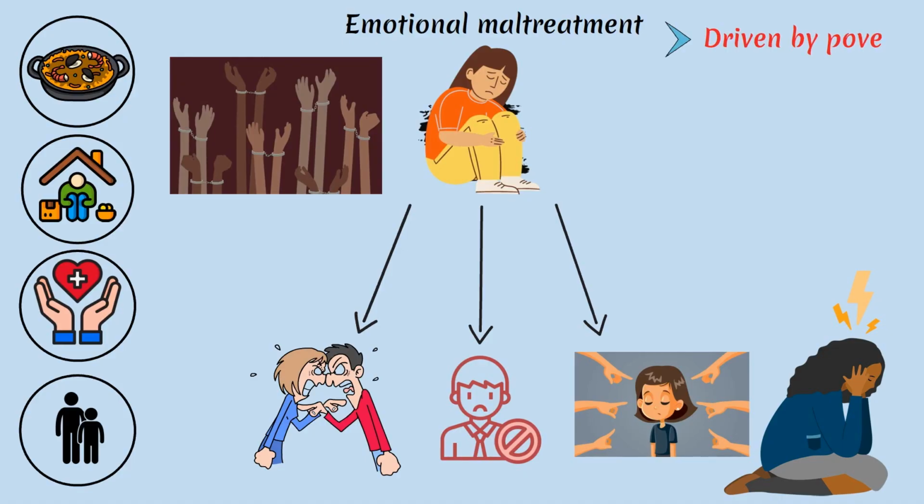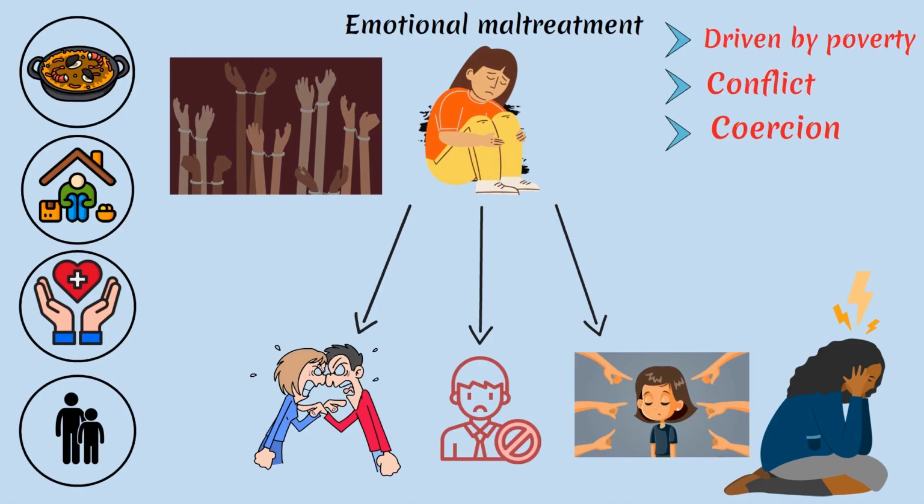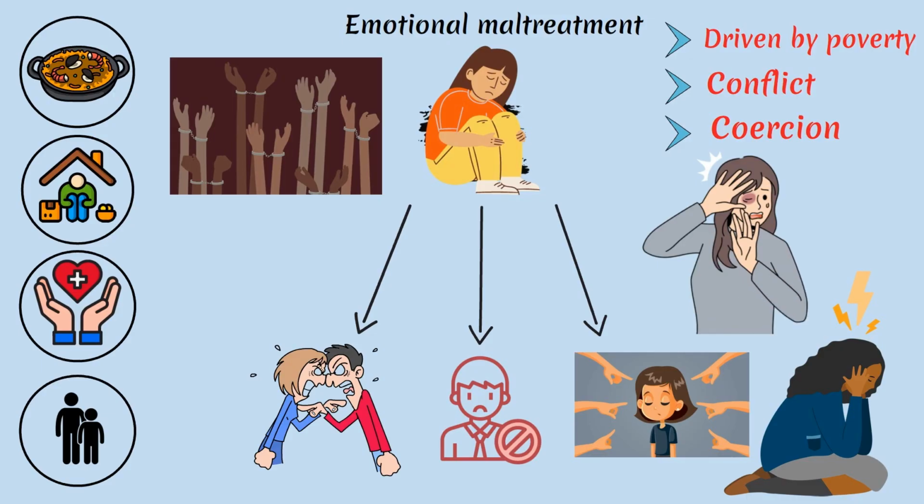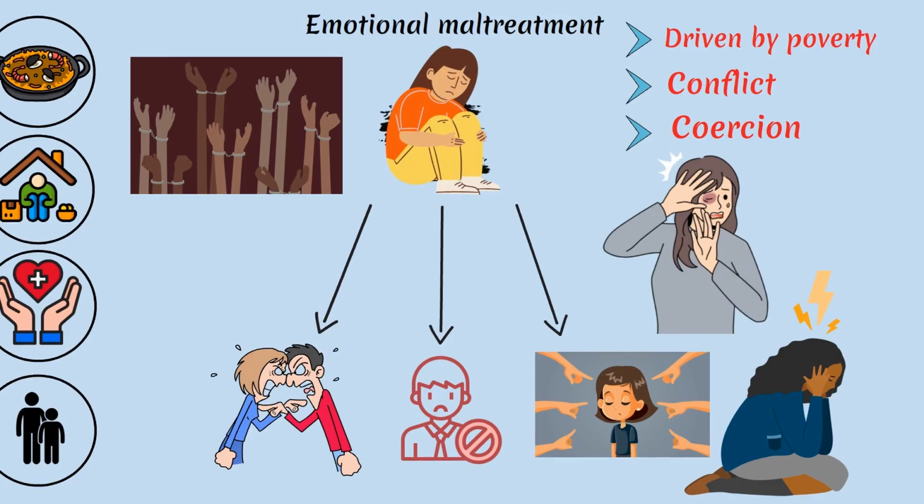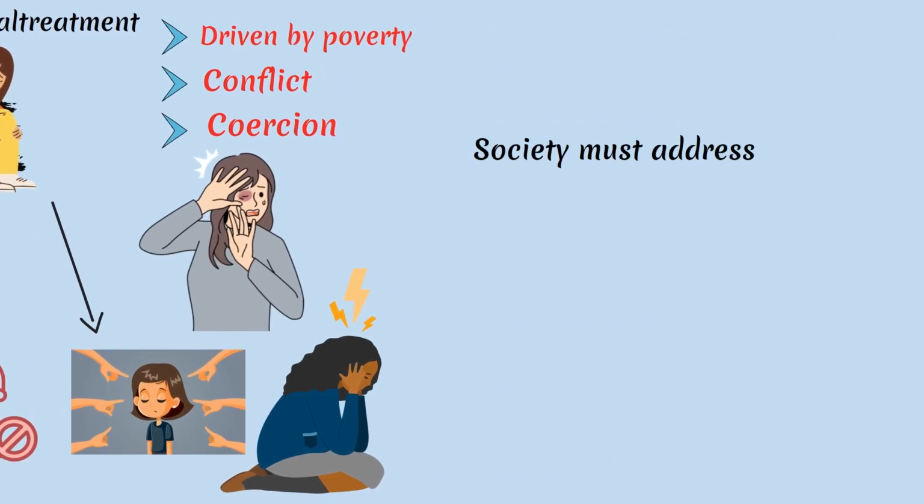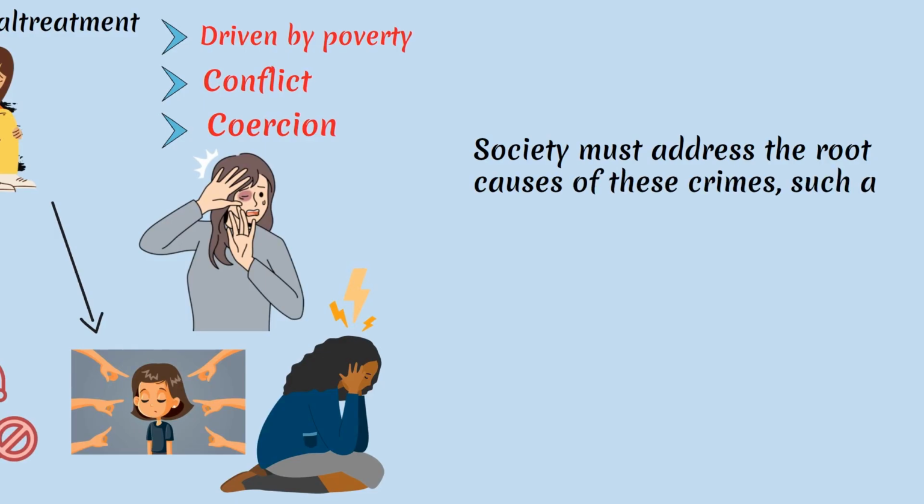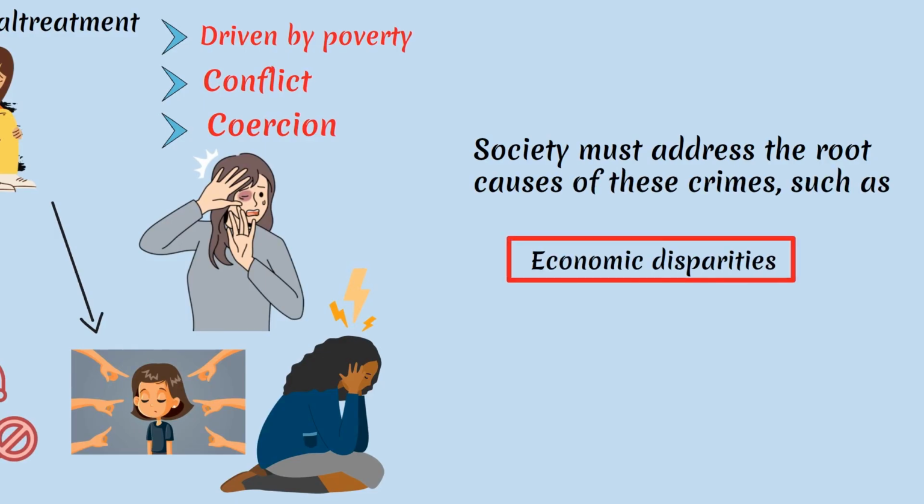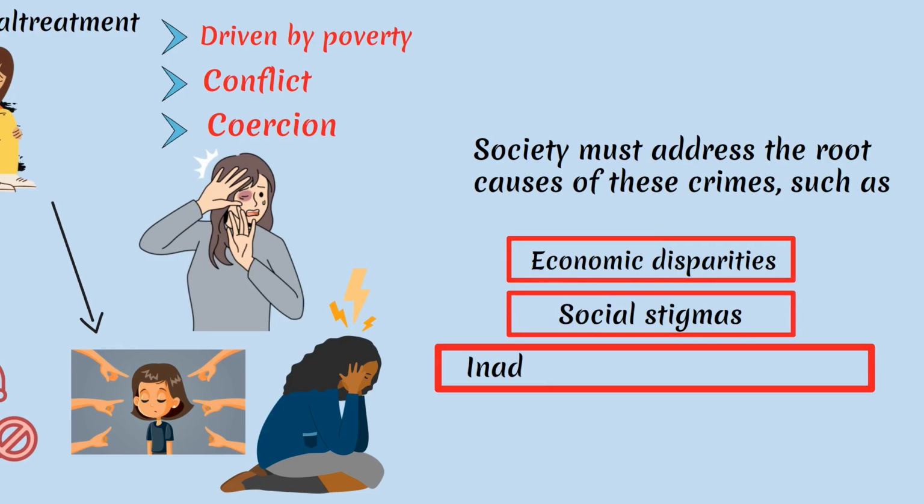Driven by poverty, conflict, or coercion, traffickers exploit children for profit, subjecting them to unimaginable suffering. Society must address the root causes of these crimes, such as economic disparities, social stigmas, and inadequate protective systems, to prevent their occurrence. Involuntary servitude and its impact on children.